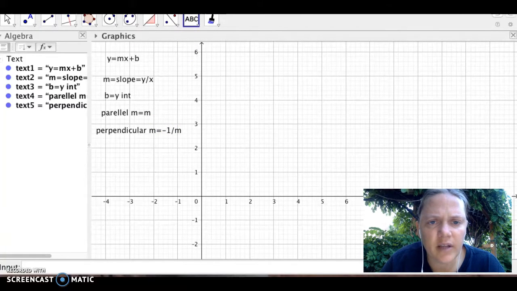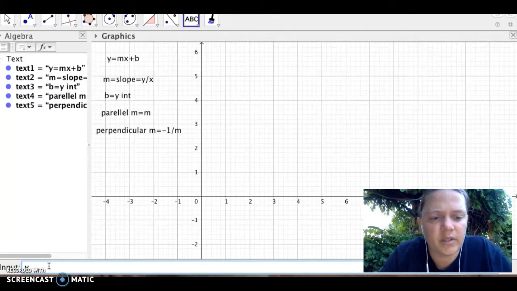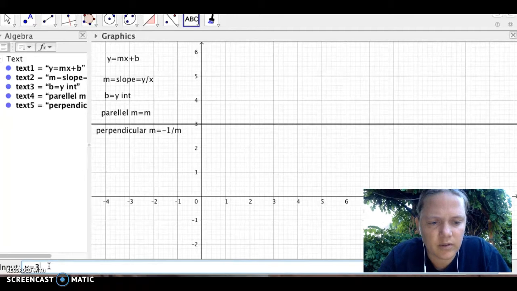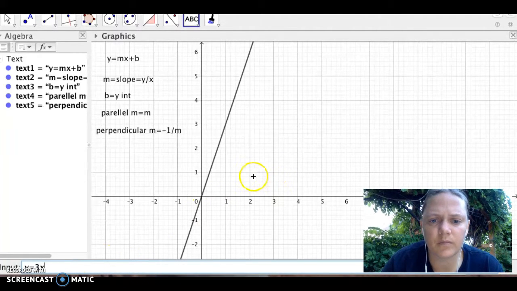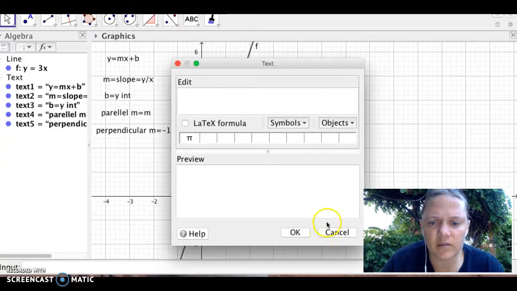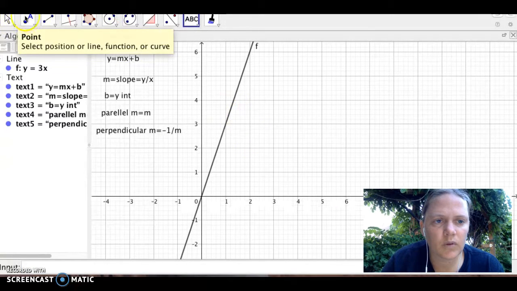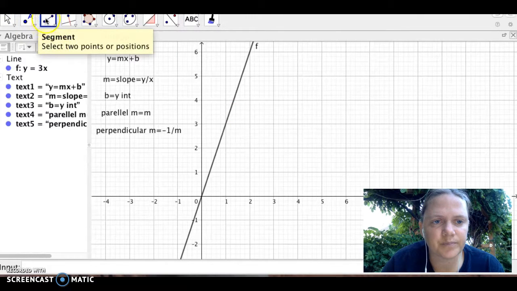So let's go ahead and come up with an example. Let's put in here y equals 3x. Let's see if we can blow this up a little bit.